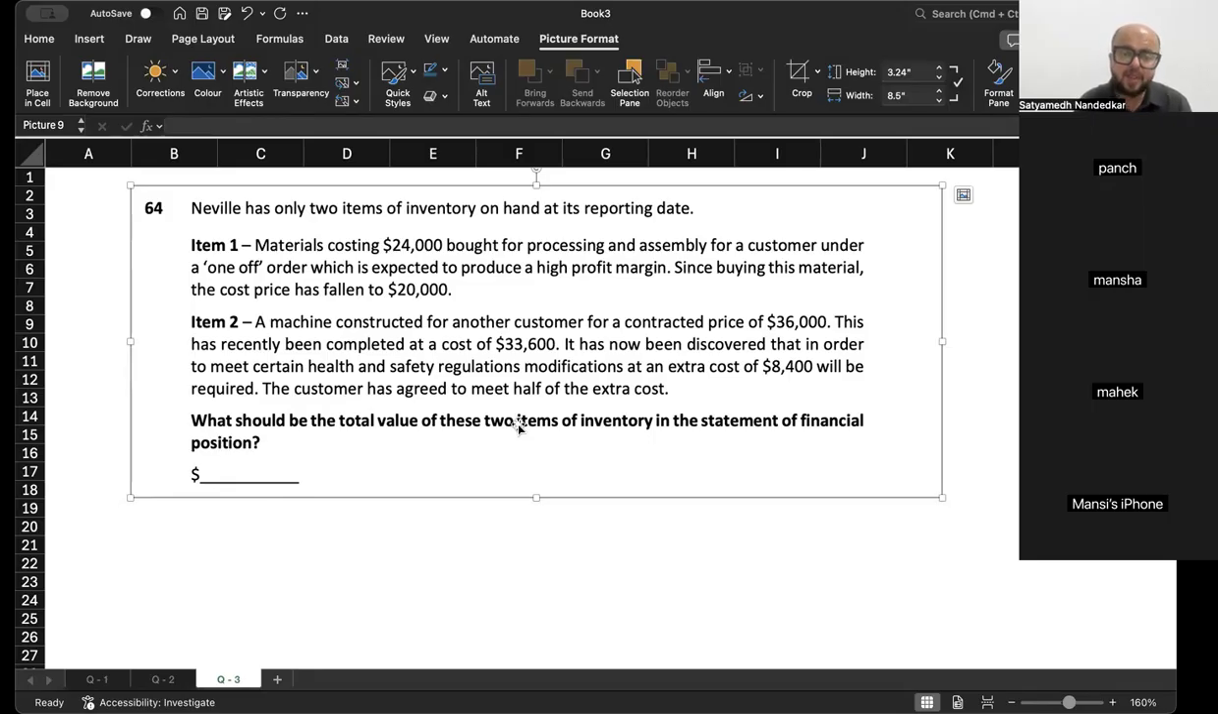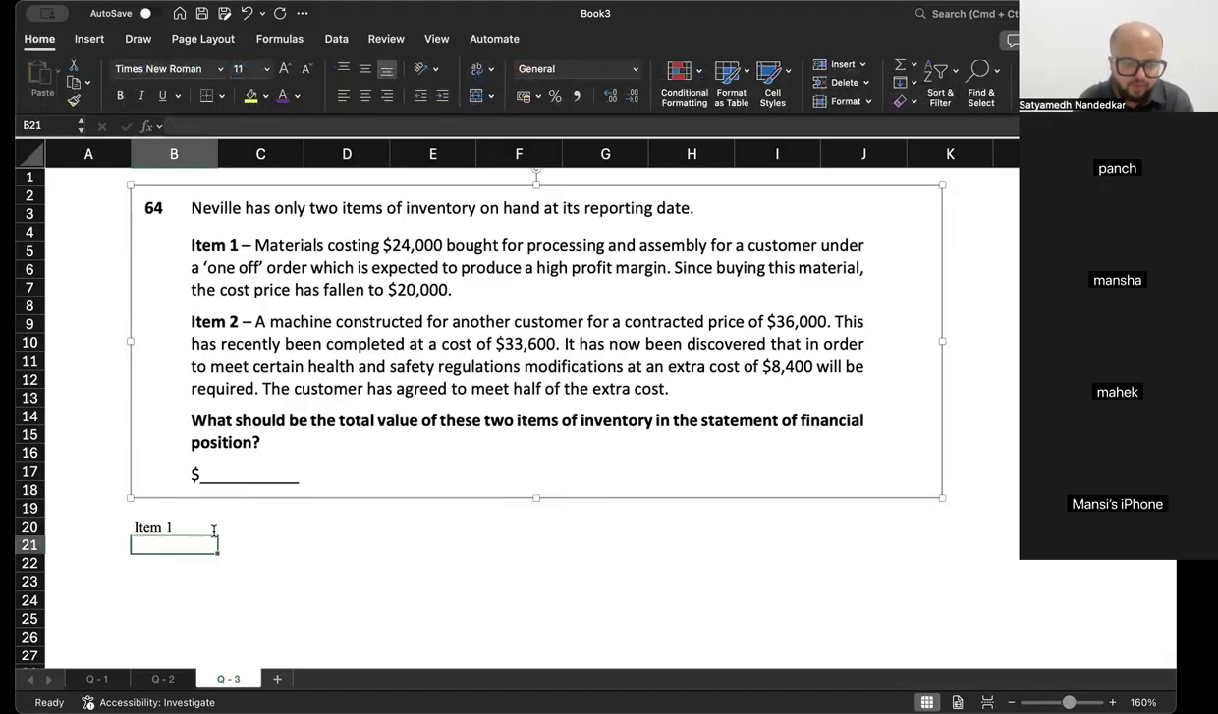Now, a machine constructed for another customer for a contracted price of 36,000. This has recently been completed at a cost of 33,600. It has now been discovered that in order to meet certain health and safety regulations, modifications at an extra cost of 8,400 will be required. The customer has agreed to meet half of the extra cost. Now, you want to calculate the value for both items of inventory.